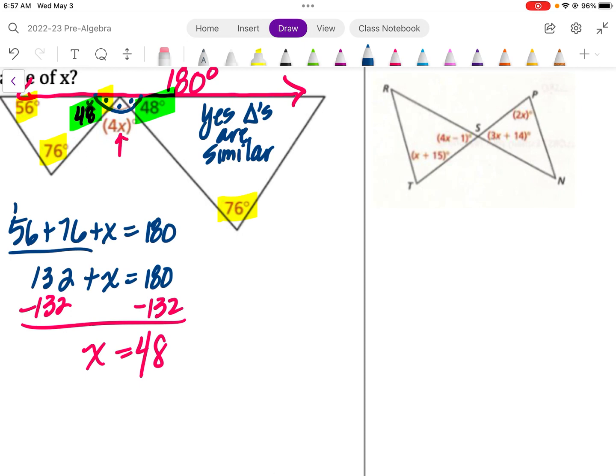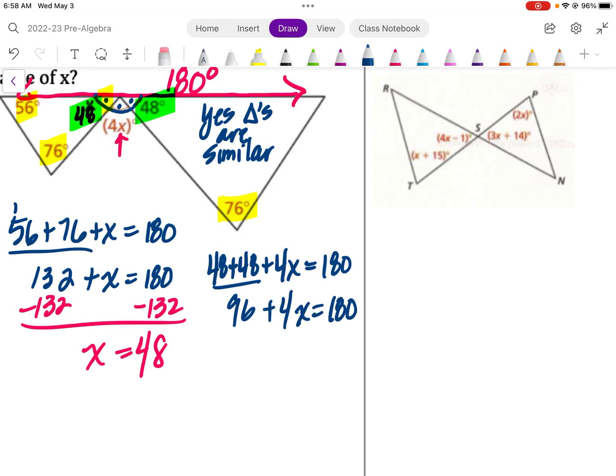So again, I know the sum of those three angles has to equal 180 degrees. So I'm going to add 48 plus 48 plus 4x and set it equal to 180. So let's get this added up. 8 and 8 is 16, 4 and 4 is 8, 1 is 9.